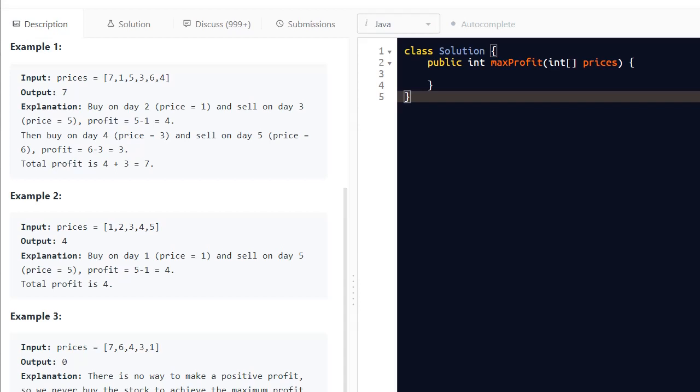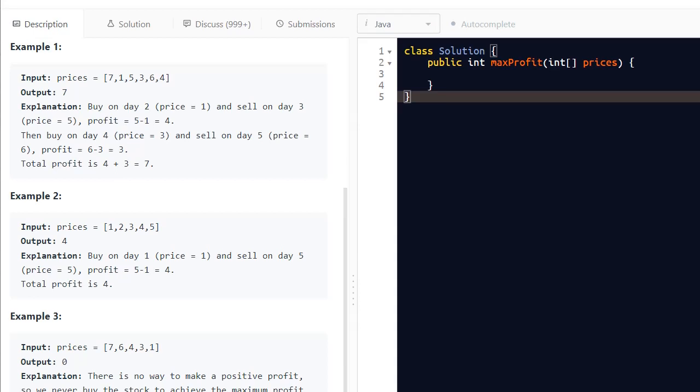And let's look at the examples they have here on Leetcode. The first example is an array starting at 7, 1, 5, 3, 6, 4. The output for this one would be 7, meaning you can buy on day 2 when the price is $1, and then sell on day 3 when the price is $5 and make a total profit of $4. Then you could buy again on day 4 and sell on day 5 and get another profit of $3, making a total of 7.